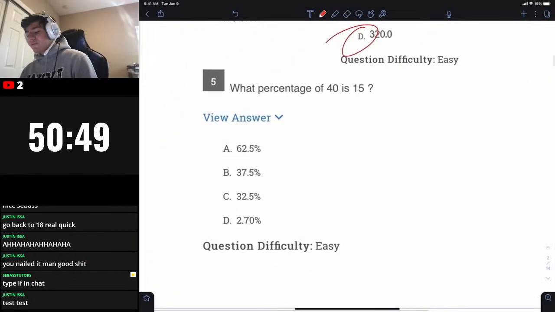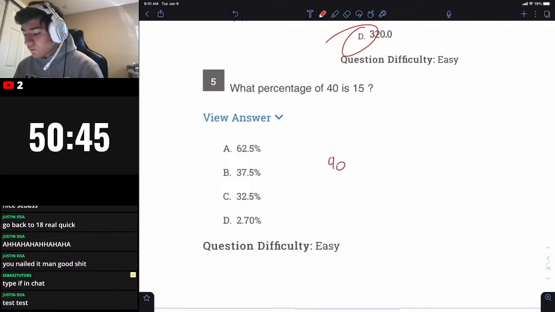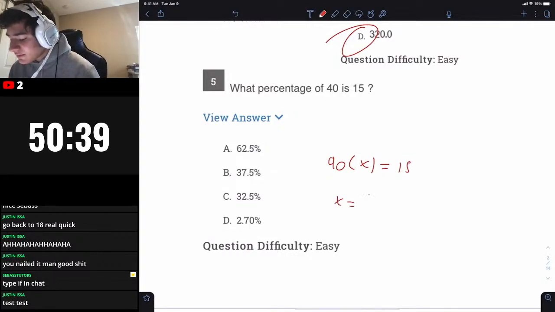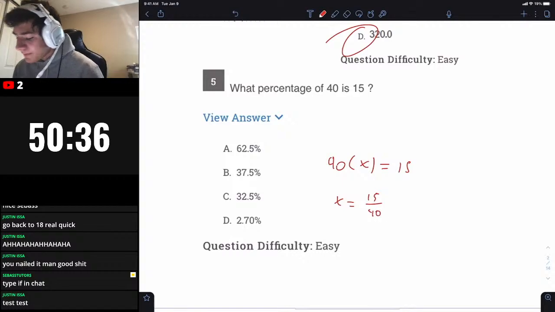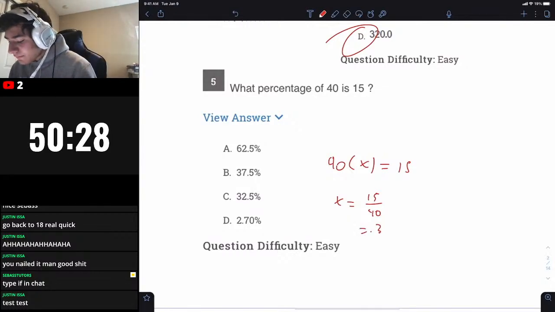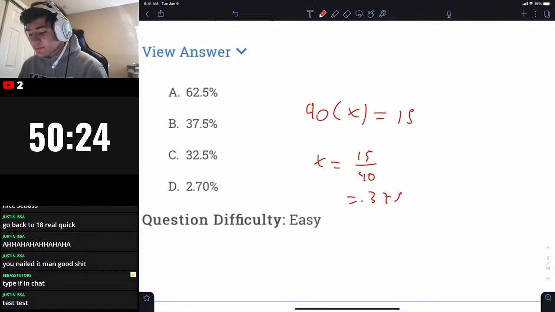What percentage of 40 is 15? So 40 times some number, x, is going to be 15. Let's divide. x is going to be 15 over 40. Calculator: 15 divided by 40 should be 0.375. If we change that to a percent form, we're going to get 37.5%.